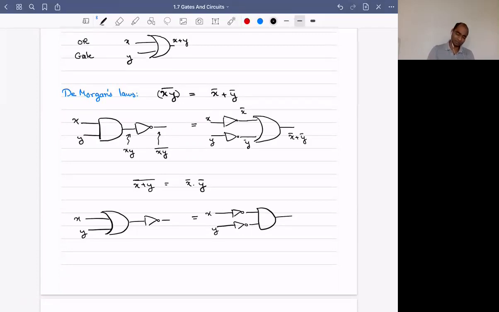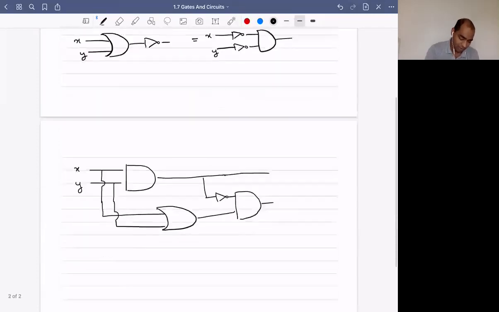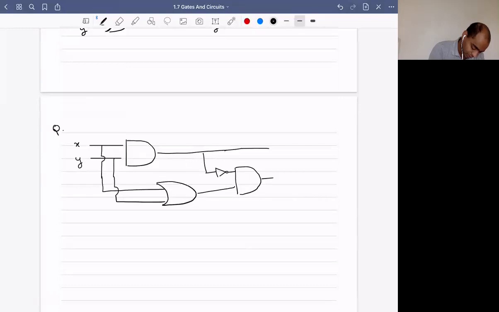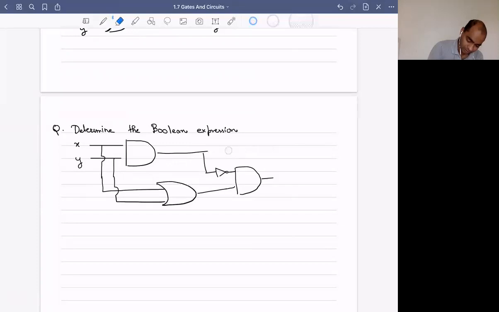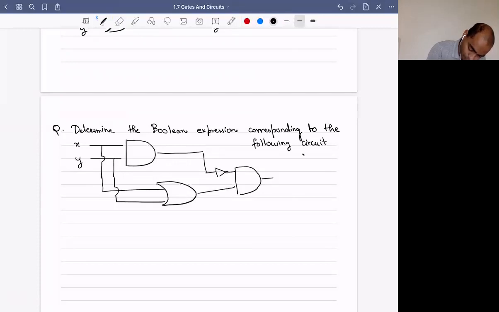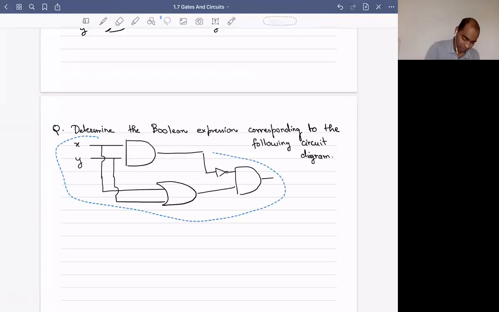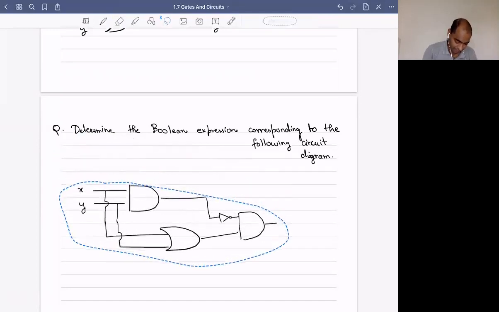You can also reverse the process. So I've drawn something, it takes a while. So the question here would be, determine the Boolean expression corresponding to the following circuit diagram. Right? So if I give you a circuit diagram, we can convert that into a Boolean expression just by following all the gates carefully.